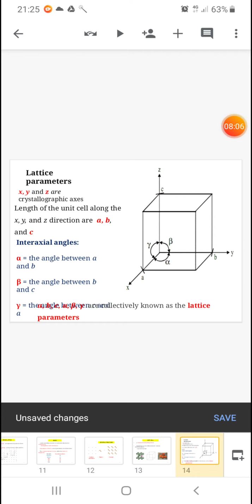Now, whenever we look at this figure, there are interaxial angles made, that is alpha, beta and gamma, where alpha is the angle between A and B, beta is the angle between B and C, and gamma is the angle between C and A. Along with A, B and C, alpha, beta, gamma are known as the lattice parameters.